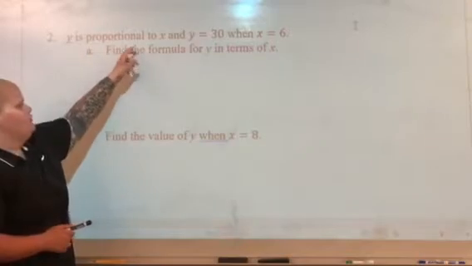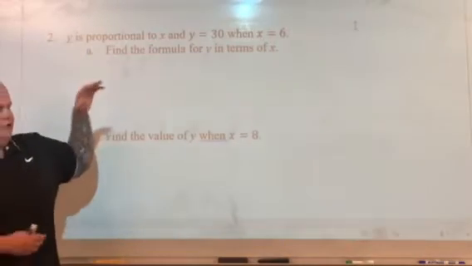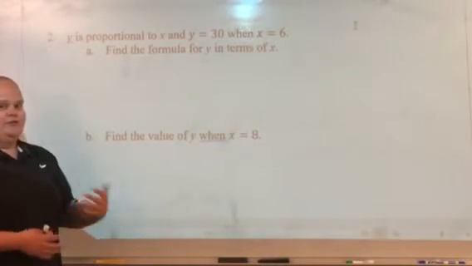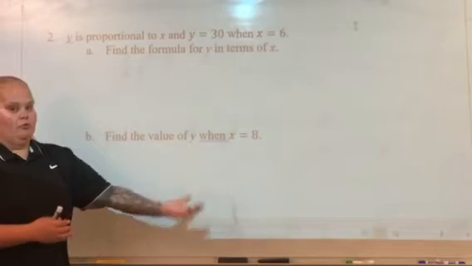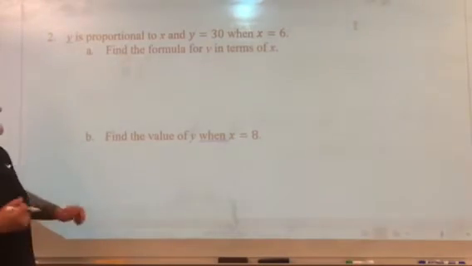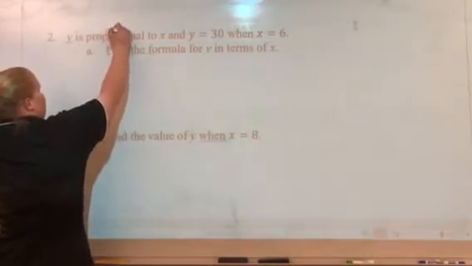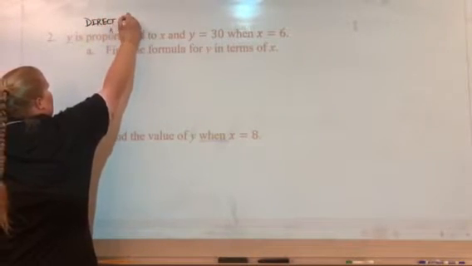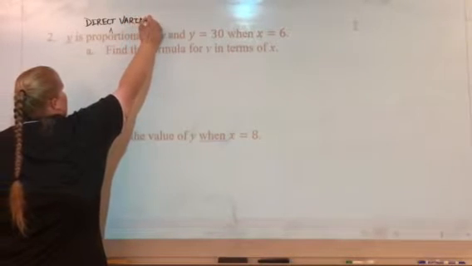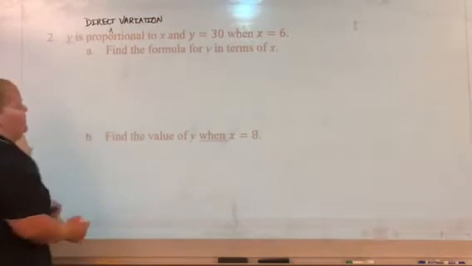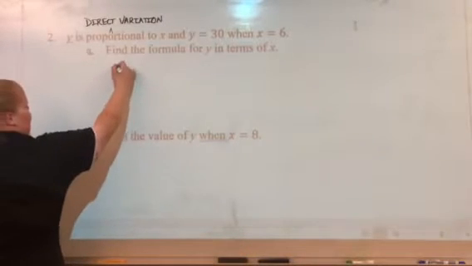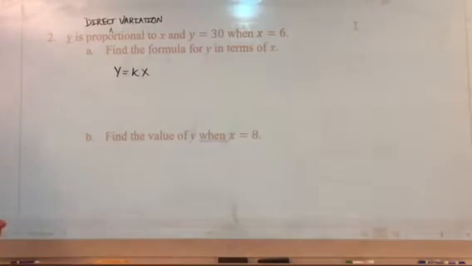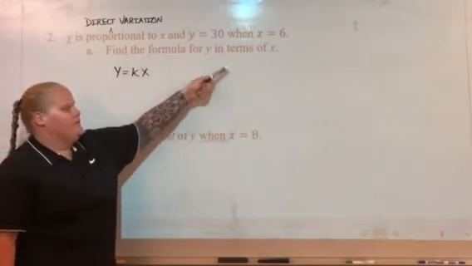Y is proportional to x. Well, if you remember the little clip of notes we had at the very beginning of that previous video, it says another word for direct variation is proportional. So this means the same thing, right? This proportional also means direct variation. Okay, so we're still using the same basic formula. And it asks us to find the formula for y in terms of x.